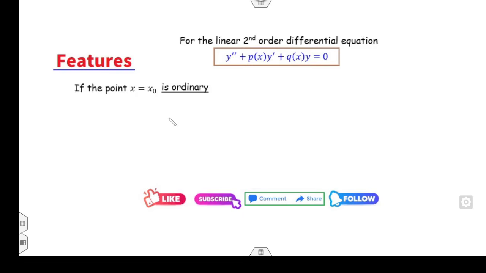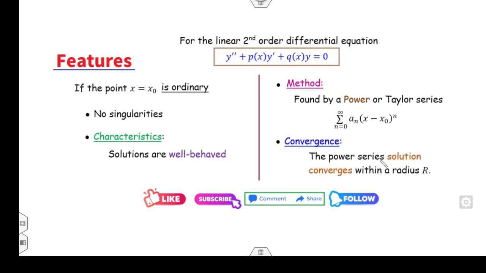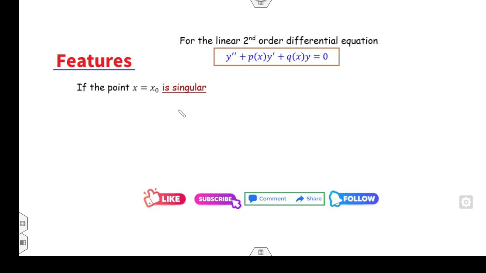What are the features? Whenever the point is ordinary, then you can always apply these solutions. कौन सा method के साथ होगा? That is the power series method. Fine. And whenever you have applied the power series method, then we can always get the convergence with the help of radius of convergence. And the characteristic is that the solution is always well behaved because p x and q x both are analytic. On the other hand, any point is said to be singular.